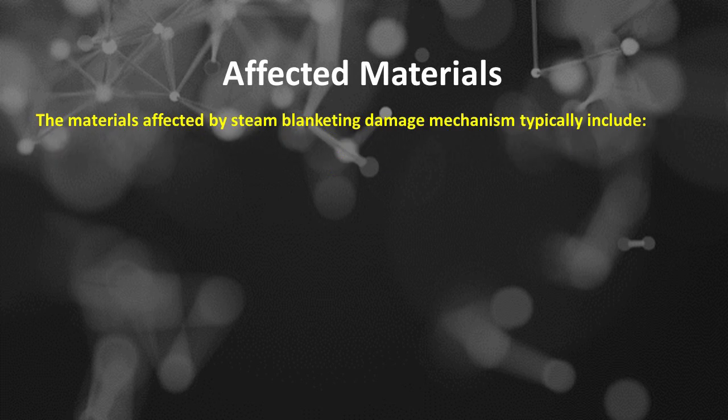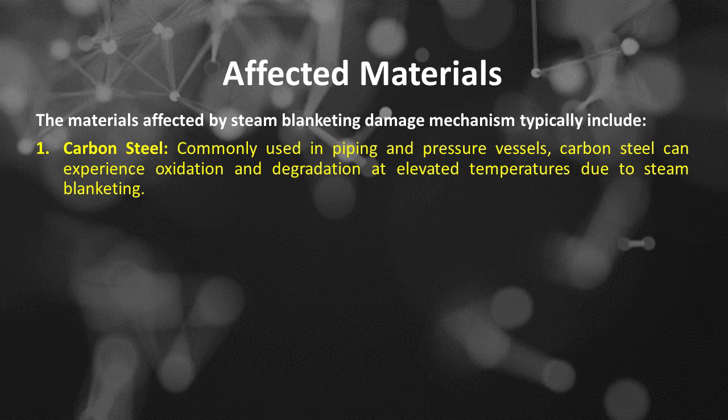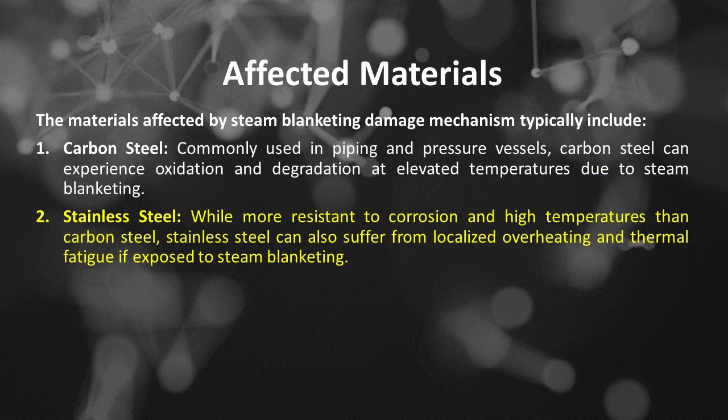The materials affected by steam blanketing damage mechanism typically include: Number 1 is carbon steel. Commonly used in piping and pressure vessels, carbon steel can experience oxidation and degradation at elevated temperatures due to steam blanketing. Number 2 is stainless steel. While more resistant to corrosion and high temperatures than carbon steel, stainless steel can also suffer from localized overheating and thermal fatigue if exposed to steam blanketing.